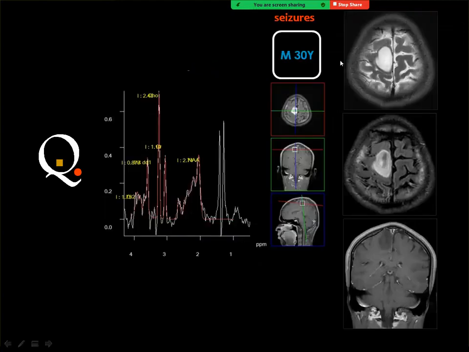Next case is a male patient, 30 years old, presented with seizures. And this is the MRI T2 FLAIR and T1 post contrast. And this is the MR spectroscopy.